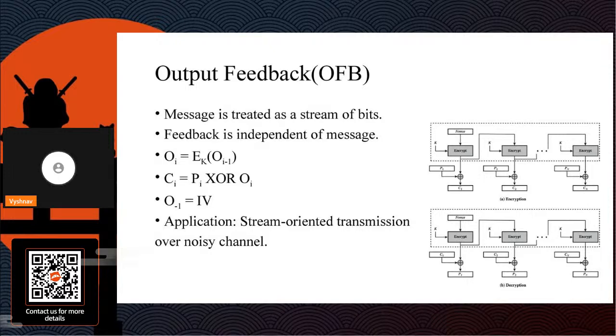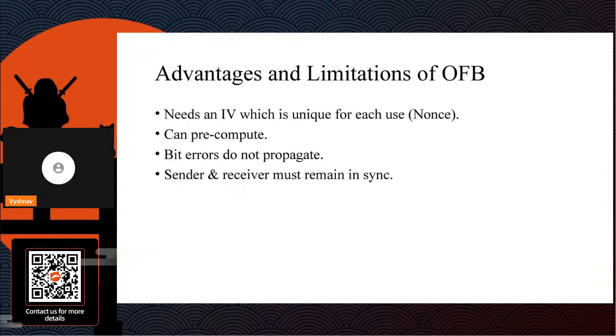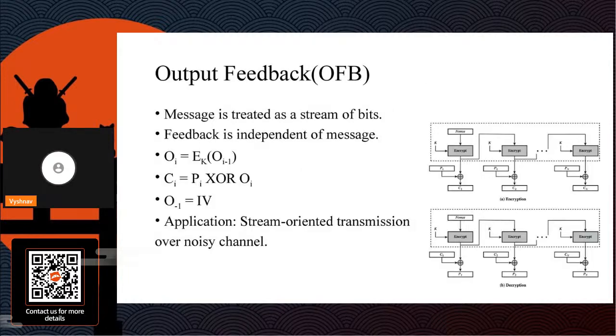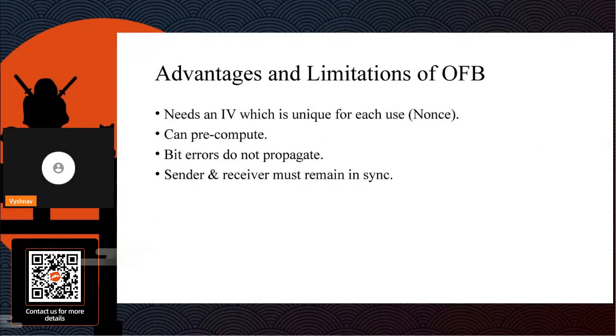The main advantage is that the bits can be computed in advance, which is good for bursty traffic. Secondly, any bit error only affects a single bit, which makes it good for noisy links. The limitations of OFB: it needs an initialization vector which is unique for each use, so we need a nonce. Nonce refers to a number used only once, so every time we need a new nonce. The advantage is we can pre-compute it. Bit errors do not propagate, but sender and receiver must remain in sync. That is the limitation of output feedback.